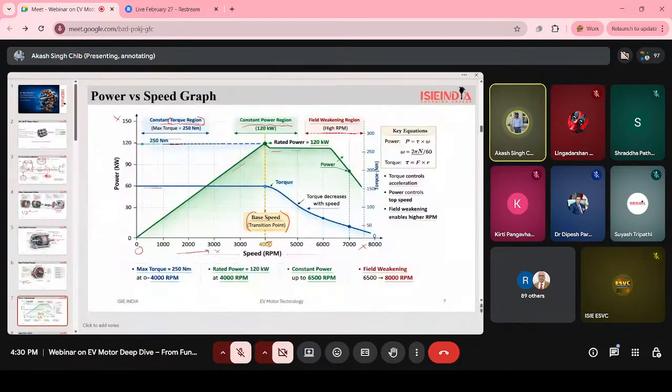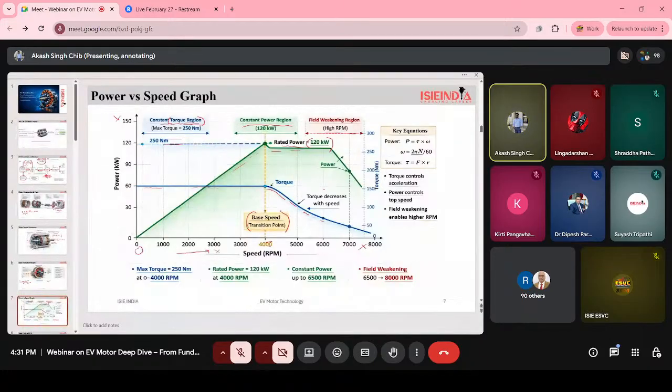And here you can see the base speed. Basically, base speed is when the motor reaches its rated power. Here you can see the rated power is around 120 kilowatt. Below base speed, the torque is constant. And after crossing the base speed, we can see the instant decrease of torque here.